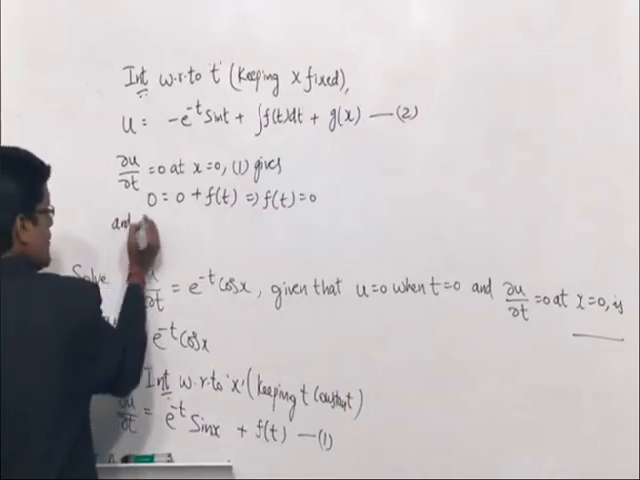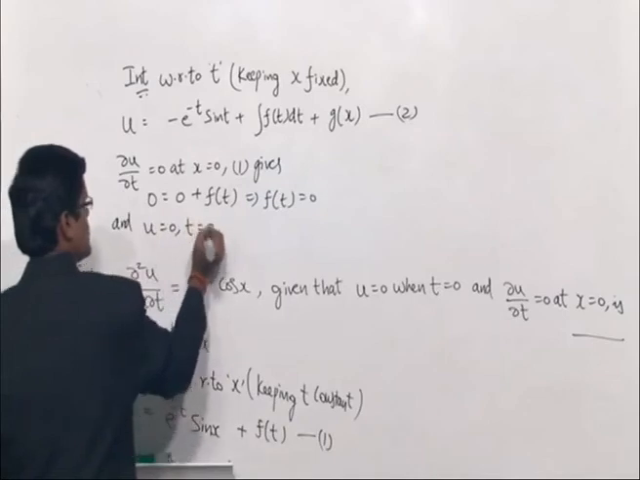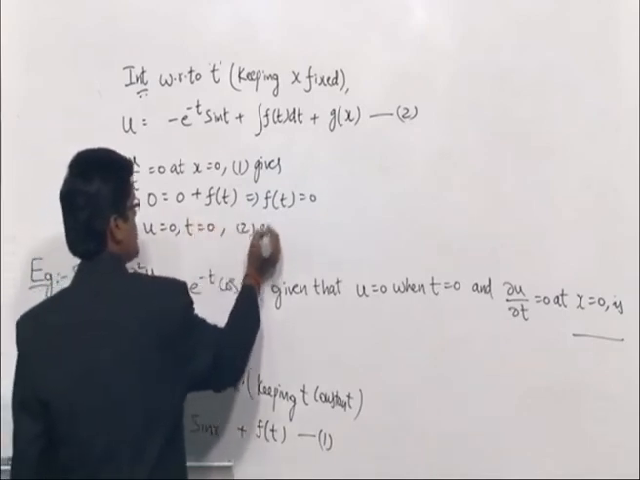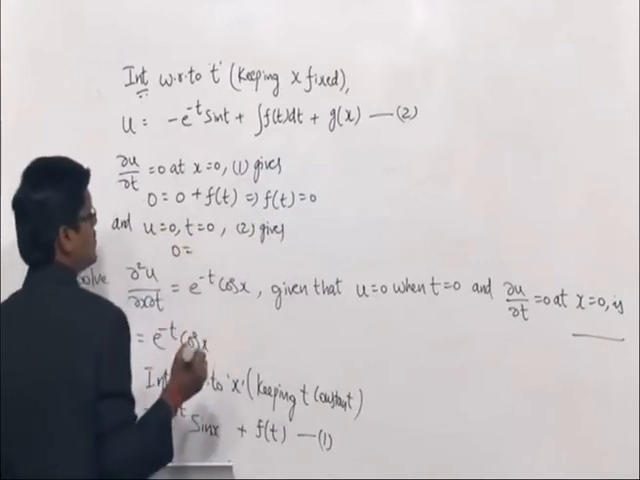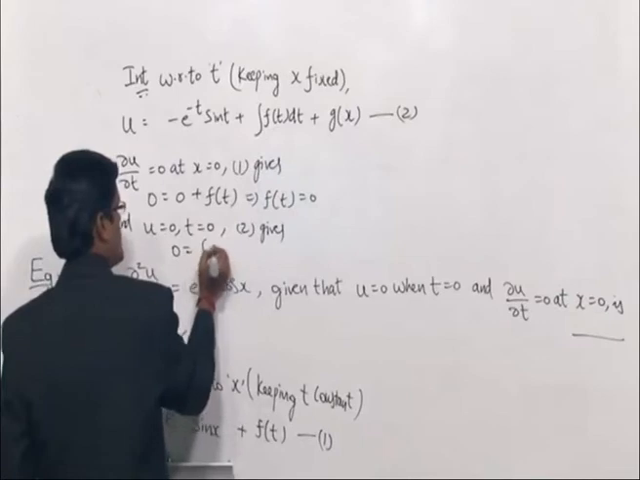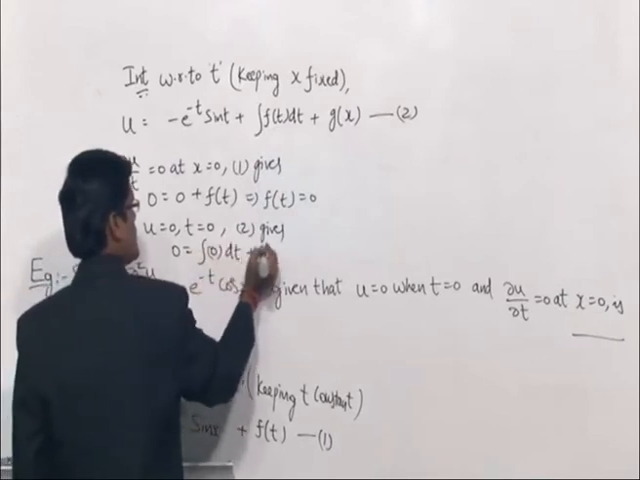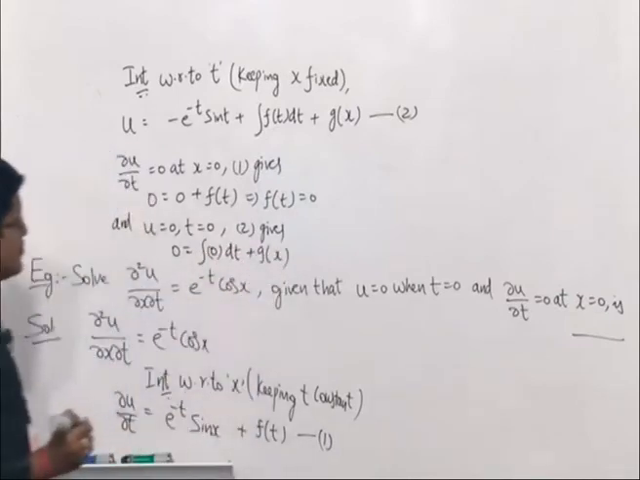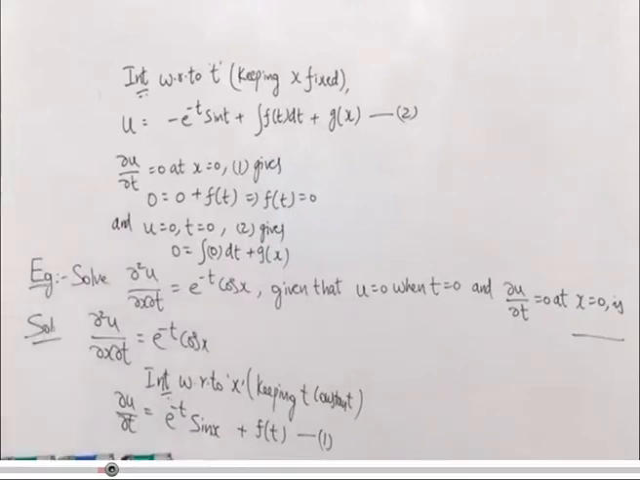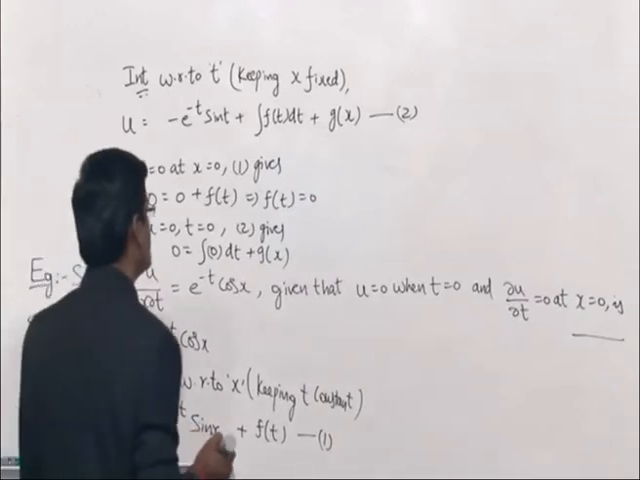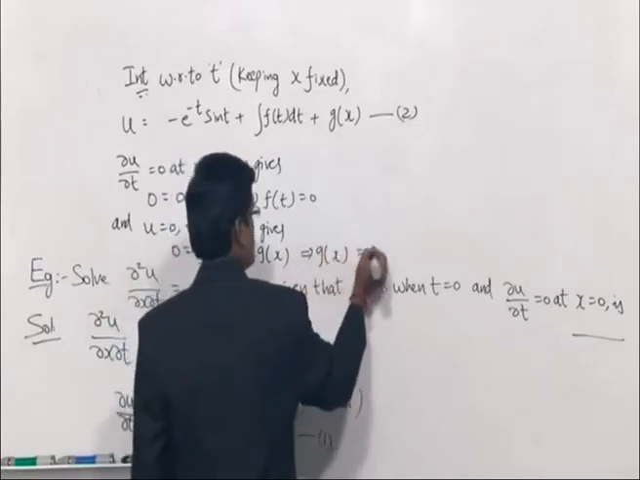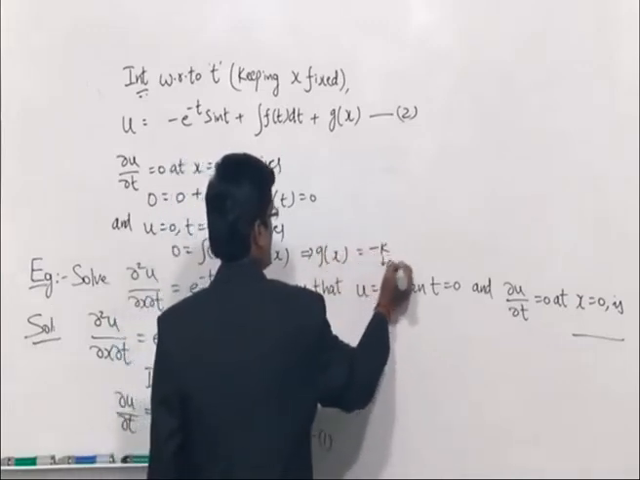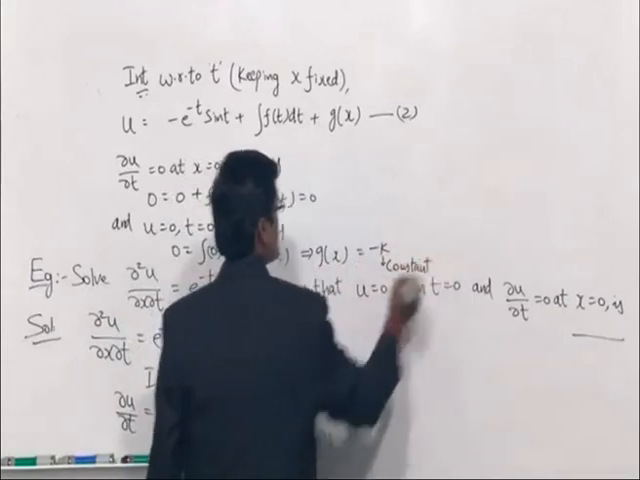And the other condition, u = 0 at t = 0, in equation 2 gives 0 equal to sin 0, which is 0, and this is the integral of 0 dt plus g of x. So from this, g of x is equal to minus k. The integral of 0 means a constant, which I have taken as k.